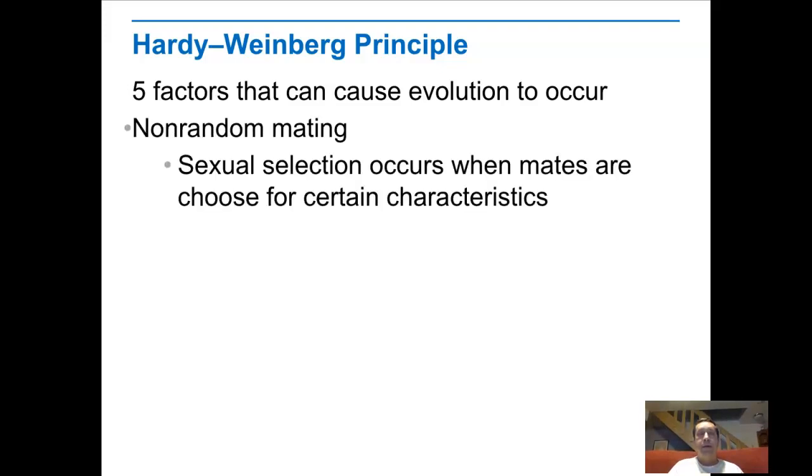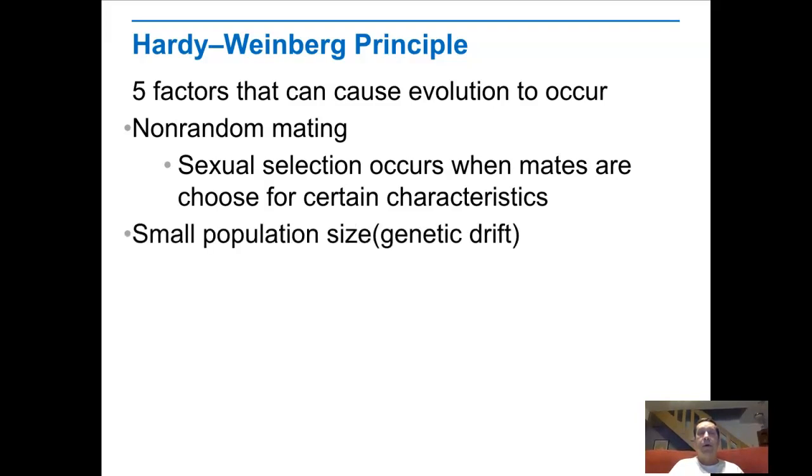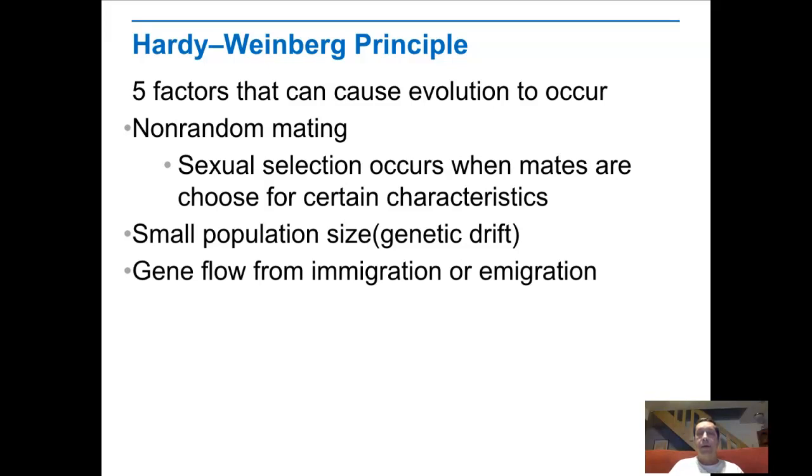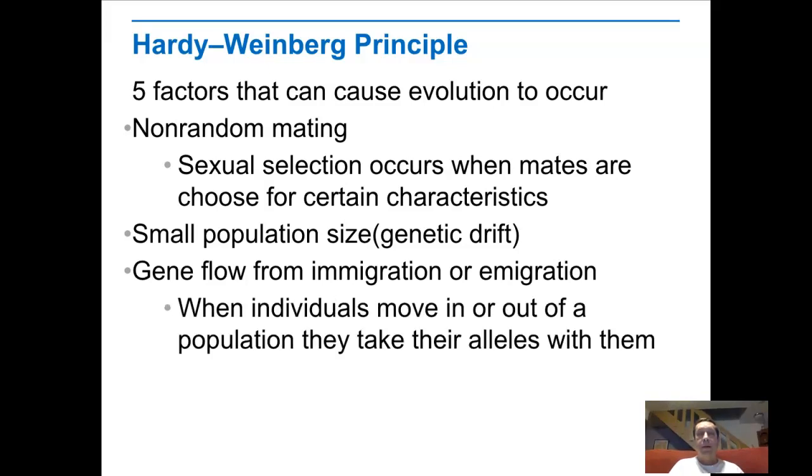Non-random mating, where you have sexual selection, would be an example of this, where mates, typically females, choose their mate based on certain characteristics, performing a courtship ritual, having the best display, competition among males, things like that. Small population size, genetic drift is going to have a bigger impact. Gene flow is immigration, individuals moving in, or emigration, individuals moving out or exiting the population. When that happens, they take their genes with them and can change the allele frequencies of the population.